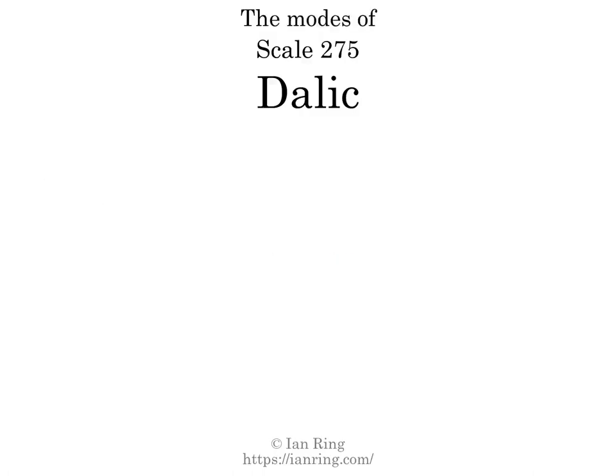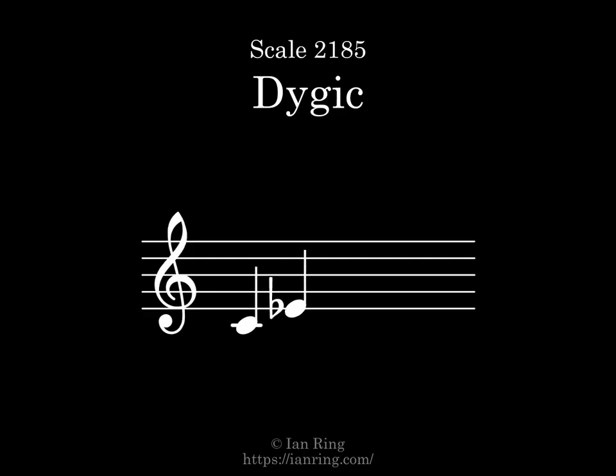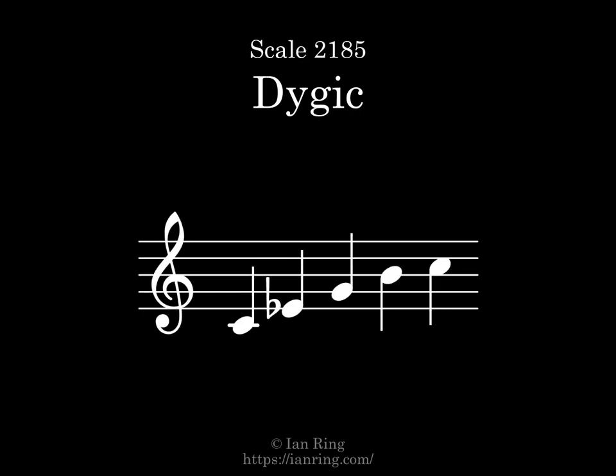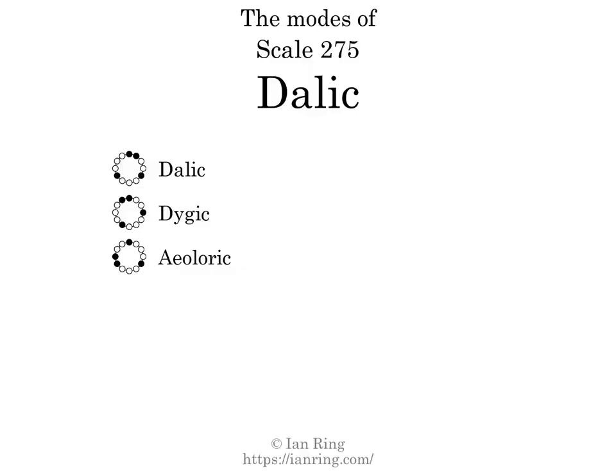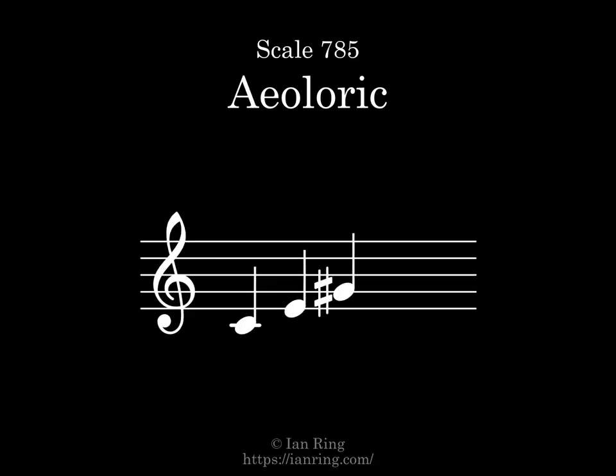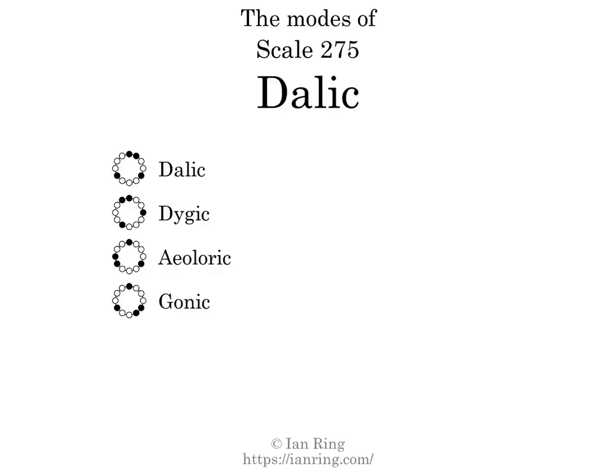This scale has 4 modes. The first mode is itself. The second mode is scale 2185, also known as Dalic. It sounds like this. The third mode is scale 785, also known as Dalic. It sounds like this. The fourth and last mode is scale 305, also known as Dalic. It sounds like this.